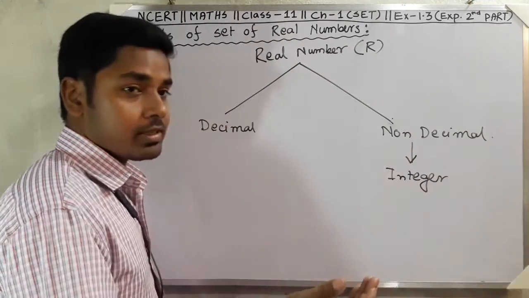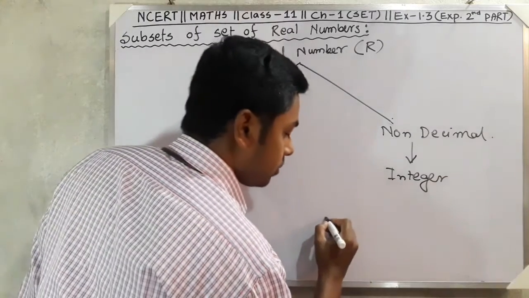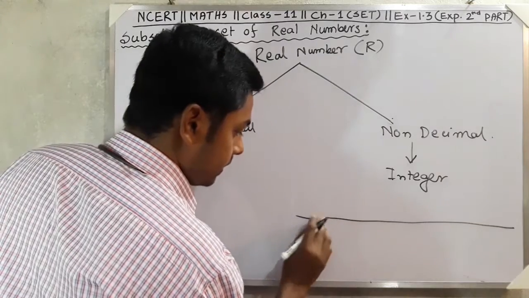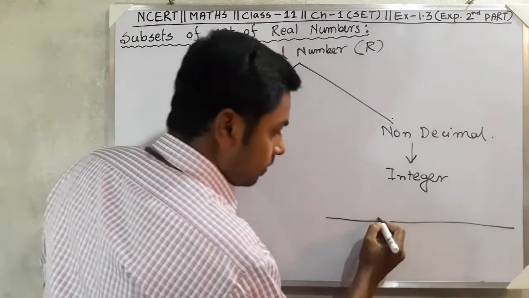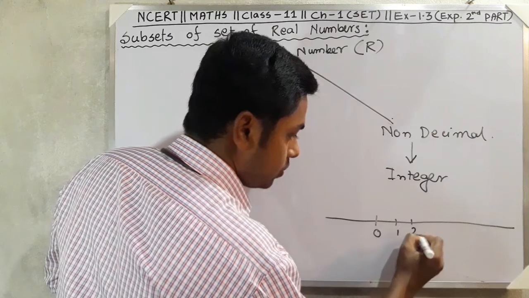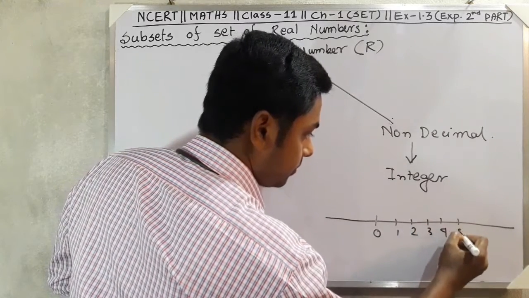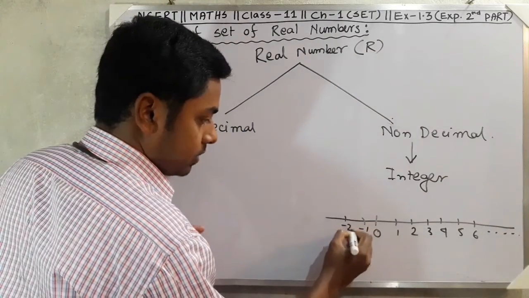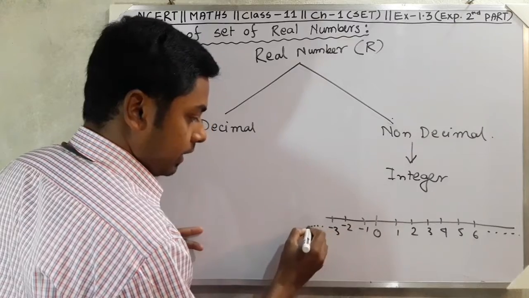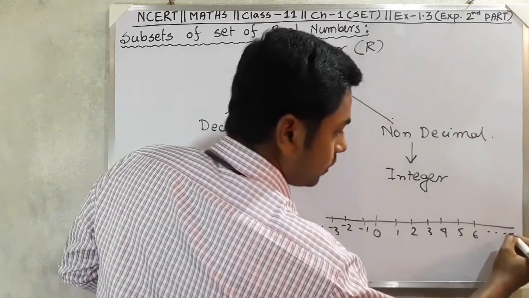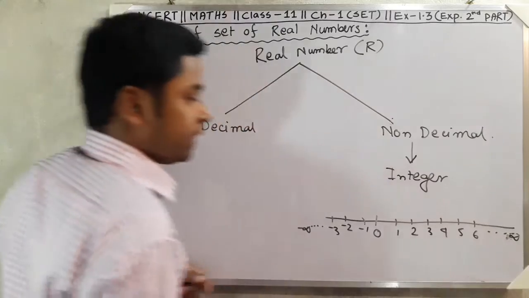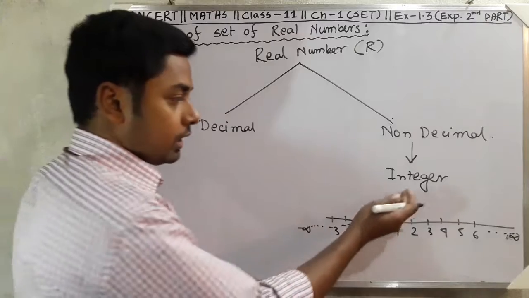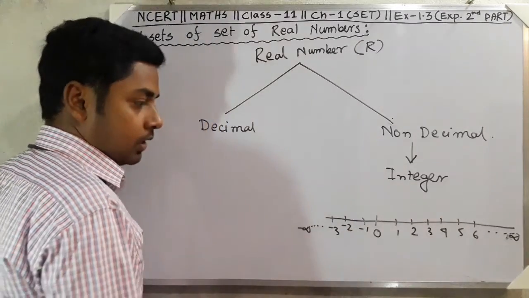Integer is obviously related with the number line. So draw the number line first: 0, 1, 2, 3, 4, 5, 6, etc., dot dot, minus 1, minus 2, minus 3, from minus infinity to infinity. This is the number line, and we are talking about the integer.